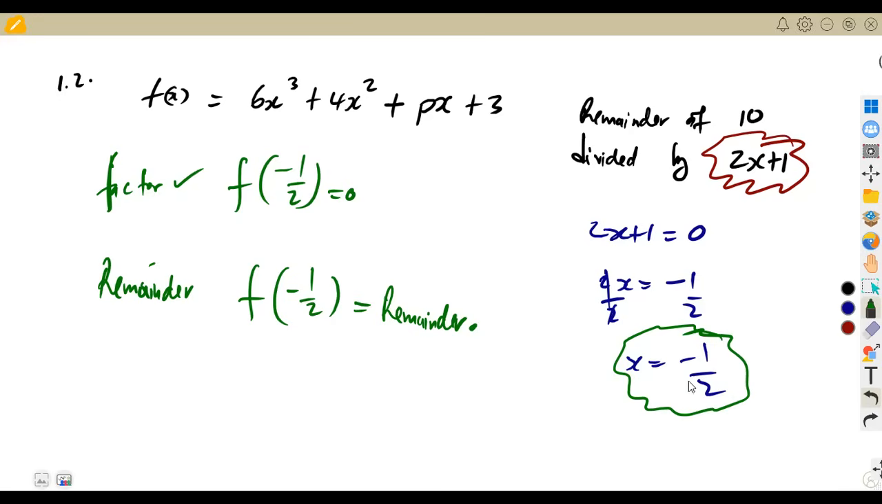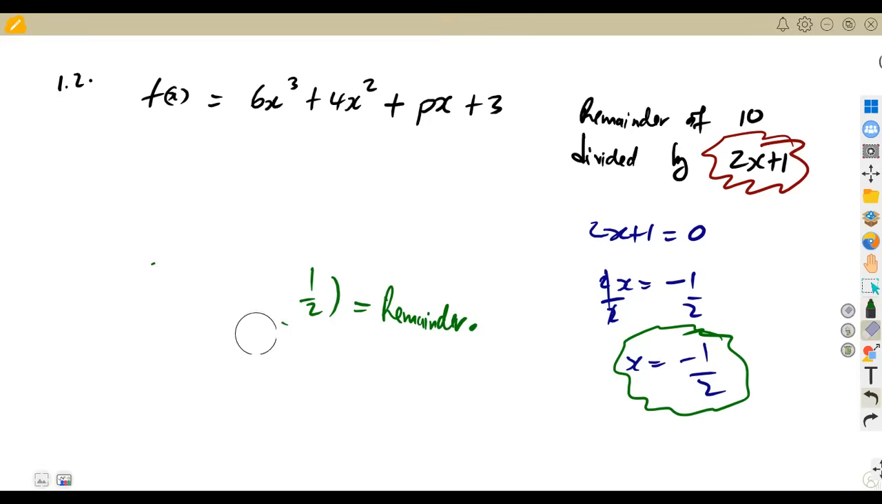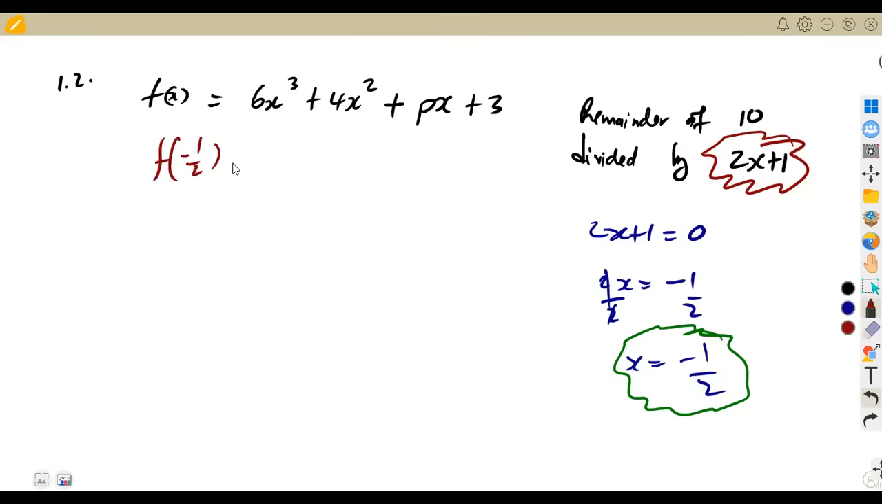The same x that you are talking about, which you are equating to the remainder now, because they said it gives us a remainder of what? It gives us a remainder of 10. So it means we are going to use the remainder concept to say f of -half should be equal to the remainder in this case. And our remainder is what? Our remainder is a 10. So that's an equation that you have formulated.